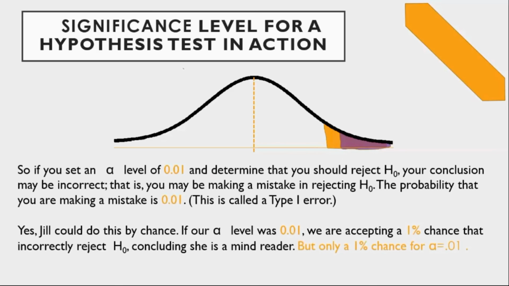So if we set that alpha level of 1%, we are saying that we will reject our null hypothesis if the p-value is less than that. Now, we could still be making a mistake here. Jill could have gotten really lucky and we'd be making a wrong conclusion, but this is only going to happen 1% of the time. So for a significance level of 0.01, we're only accepting a 1% chance of incorrectly rejecting the null hypothesis. That is, could Jill have pulled a fast one on us?